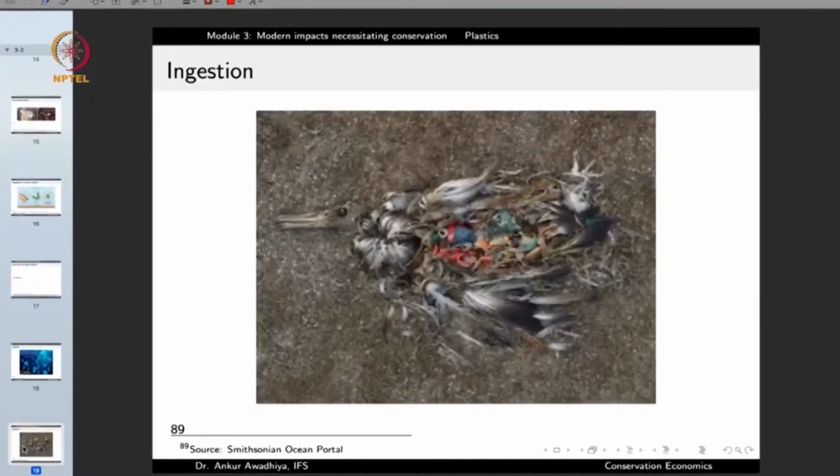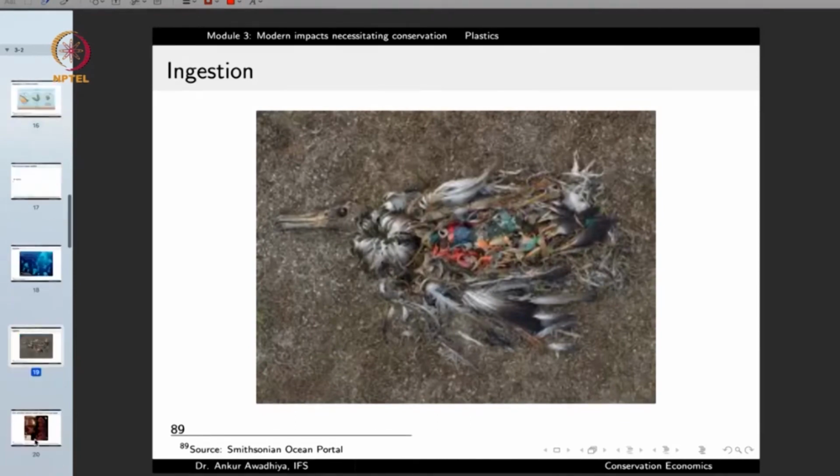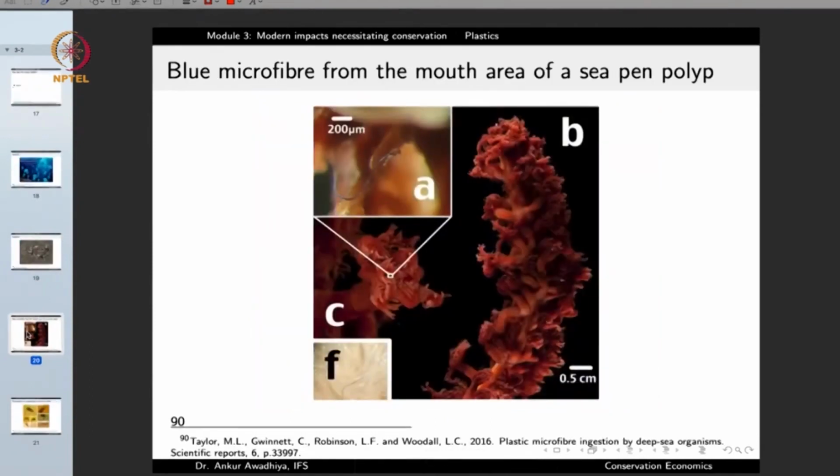And here we can observe that this was a chick whose body is all full of plastics. So, this is the amount of plastics that its parents had brought to it and fed it. And because of these plastics, its alimentary canal got choked and this small bird died. So albatrosses are facing a big danger because of these plastics that are floating on top of the water. But we also observe ingestion in all sorts of organisms, whether big or small.